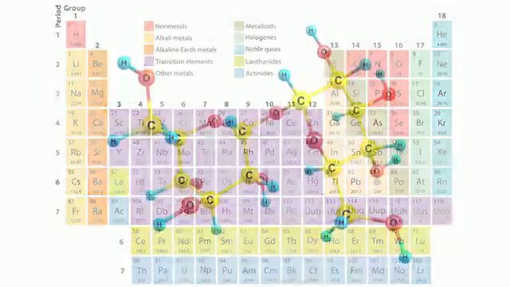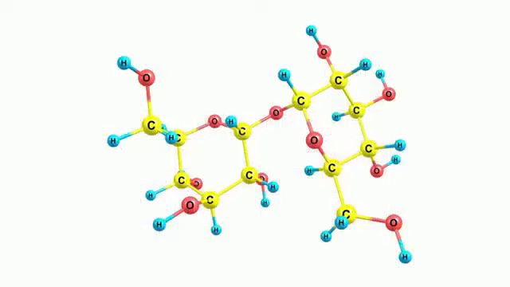An example of a compound would be sugar. This occurs when you take carbon, hydrogen, and oxygen, and you get sugar.